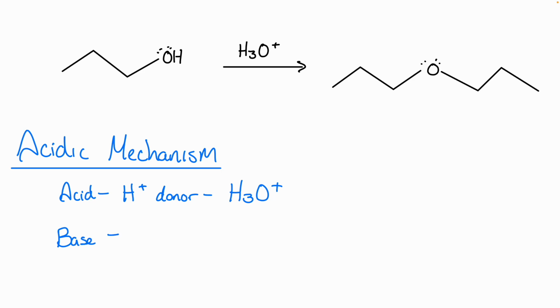All right, and what is our base going to be? Is it going to be hydroxide? No, because hydroxide is way too strong of a base to exist under acidic conditions. But we still need something to be our proton acceptor in our mechanism. So we're going to use that weaker base, water.